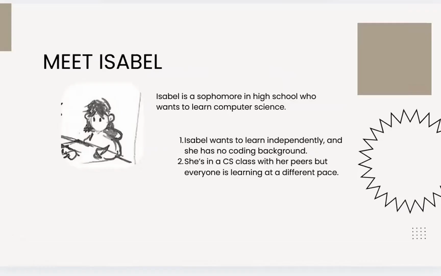At the start of Isabel's high school computer science curriculum, she is afraid to learn coding, and she also thinks that she can't do coding projects, but she's interested in all things tech. So Isabel is a sophomore in high school. She has no coding background, but she wants to learn independently. And she's in a computer science class that she's thinking of dropping out of because she sees that everyone's learning at a different pace and she's not quite sure she can get the content.